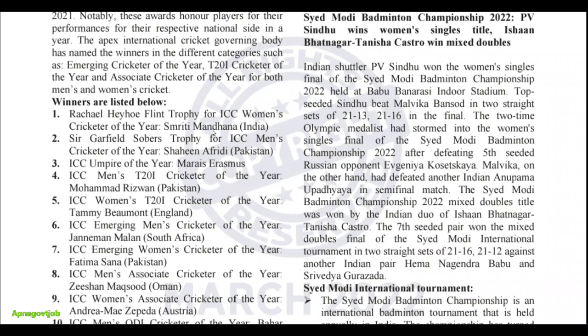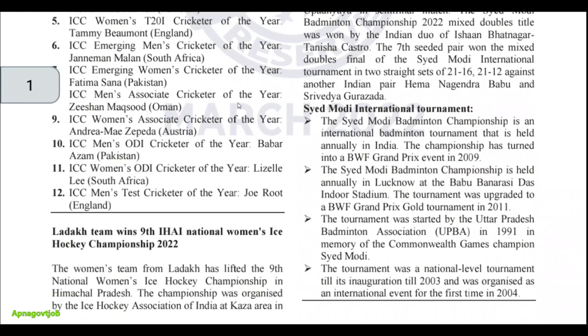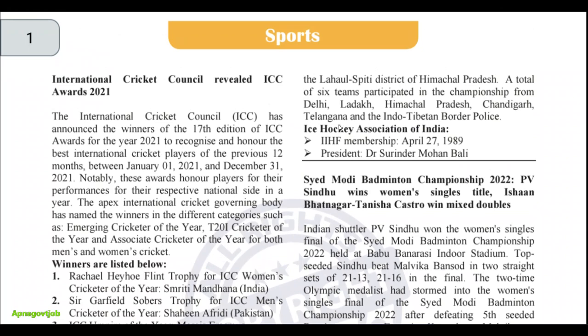So like this also you need to study, because definitely they will ask questions from sport anyhow, right? So study like this. Any important extra strategic information also there, like Ice Hockey Association of India, when it is from April 27, 1989, okay, who is the current president? Dr. Surendra Mohan Bali. So extra information also given to you, okay? This is the sports clerk file.